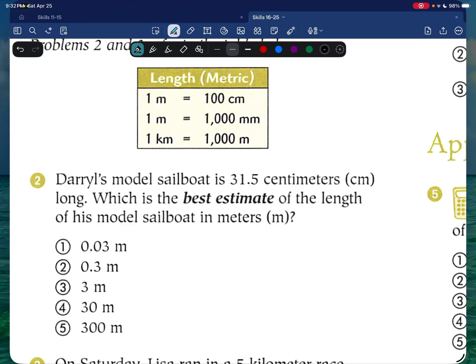Well, this one is a lot more straightforward. We just have to realize that we're dealing with centimeters. Let me do it this way. Centimeters. And we want to convert that to meters. So I look at my table and I find the one that does centimeters and meters, and it's this one.